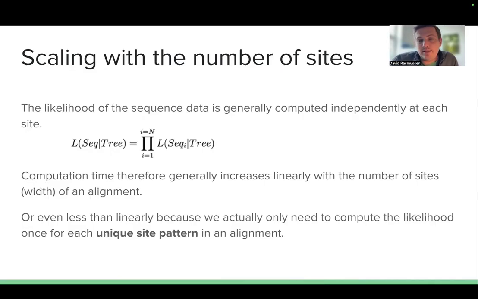But this means that at worst, the overall computational cost of computing the likelihood of the sequence data is going to grow linearly with the number of sites that we have in our alignment. And often the cost doesn't even grow linearly because many of the columns in our alignment are not going to be unique. For example, we might have many, many sites in our alignment where all individuals sampled at a given site have the exact same nucleotide, right?